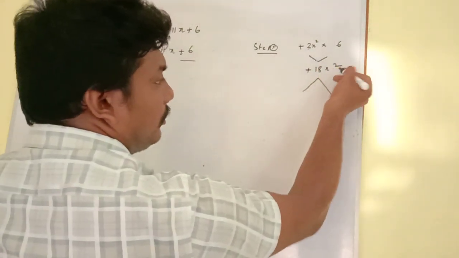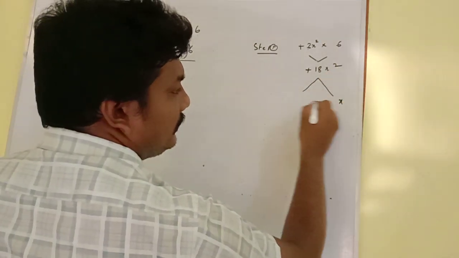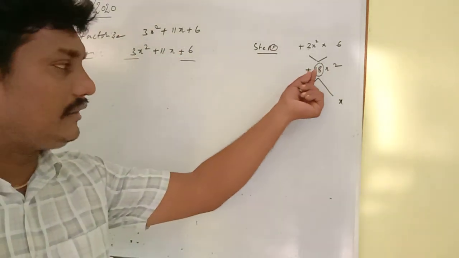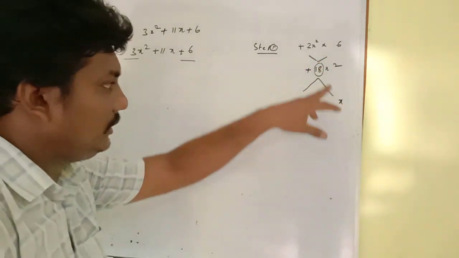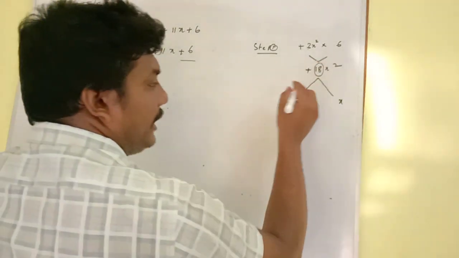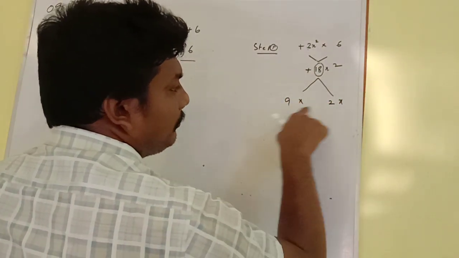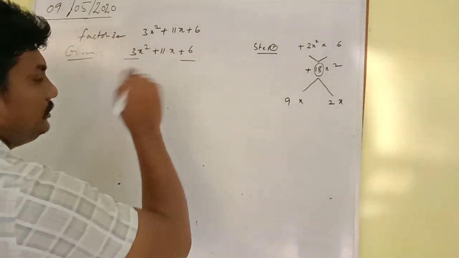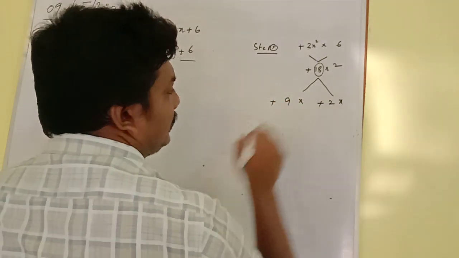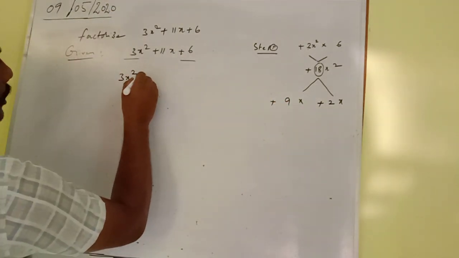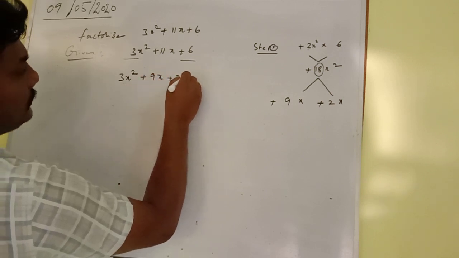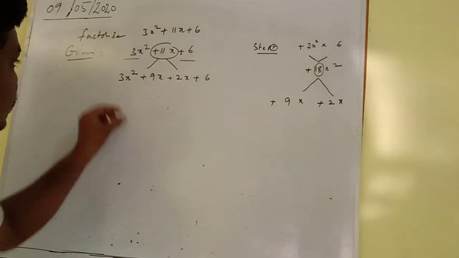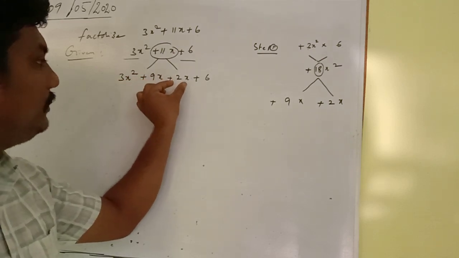Then first we take the product. x square can be split as x into x. Now if you split 18, the sum or difference of the factors must be 11. 18 can be written as 9 into 2, and 9 plus 2 becomes 11. So this is possible. Now we write 3x square plus 9x plus 2x plus 6. So 11x is split as 9x plus 2x.